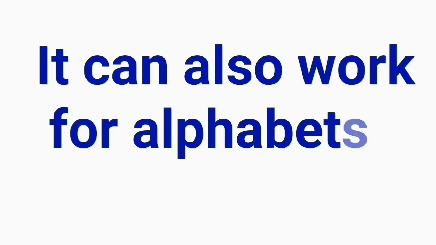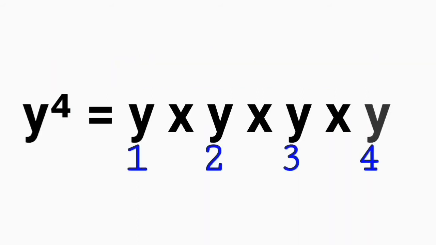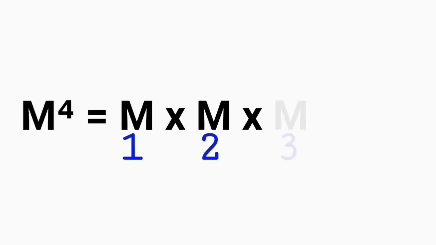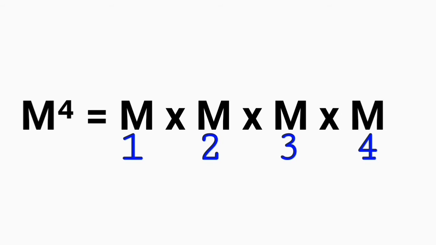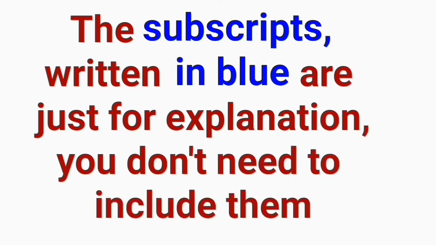It can also work for alphabets. Y raised to power 4 means y multiplied by itself 4 times. M raised to power 4 means m multiplied by itself 4 times. The subscripts written in blue are just for explanation, so you don't need to include them.